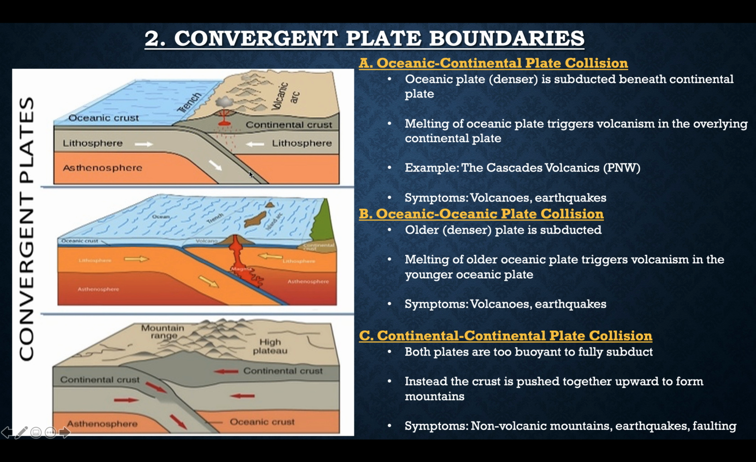And any time a plate is being pushed down, you're going to have melting, right? You have this foreign plate being pushed down to the asthenosphere. It contains all of the dead skeletons of the animals and everything with it. And the water is going to lower the melting point of these rocks and cause melting, and it comes up at the surface as a volcano. So symptoms of these include volcanoes and earthquakes. And a really famous plate boundary is the Cascade Volcanics in the Pacific Northwest.